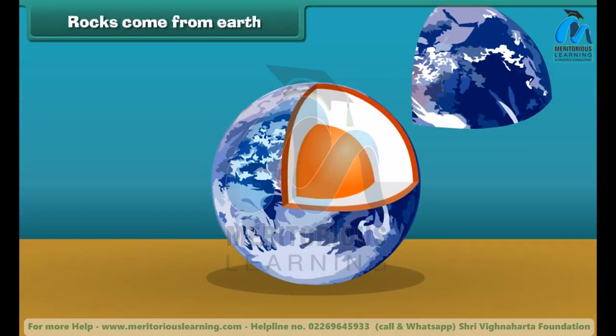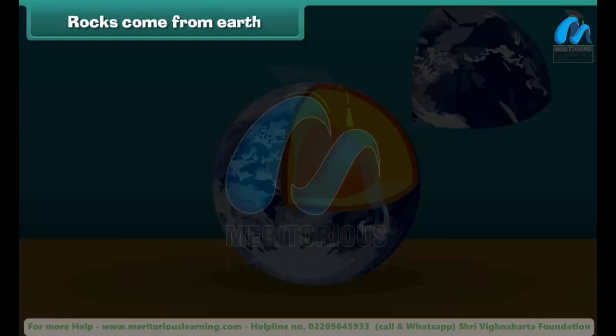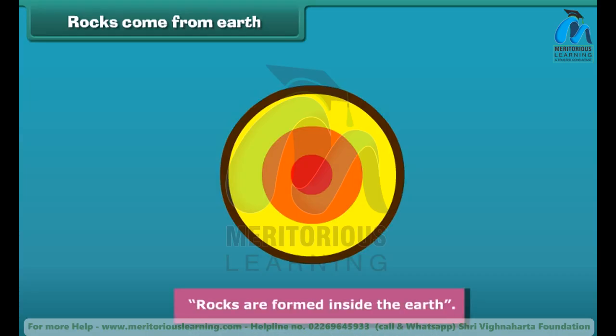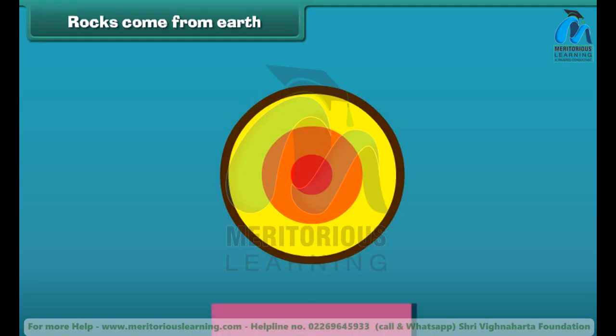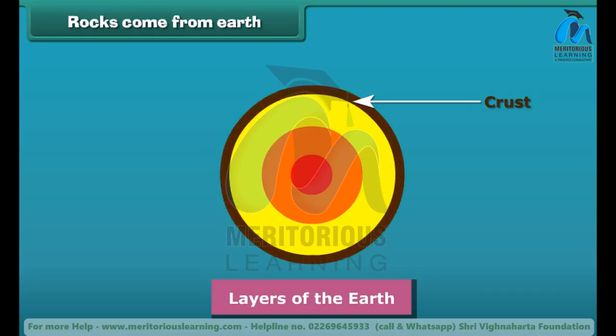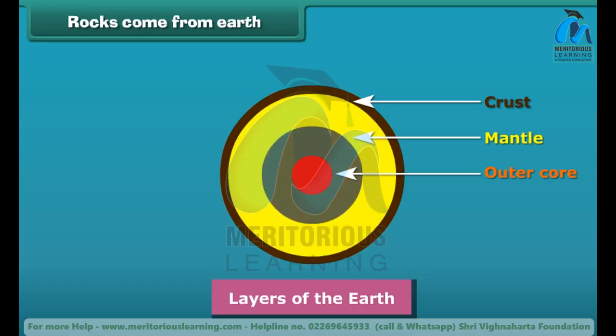All rocks come from earth, and all three layers of earth are made up of rocks. So we can say that rocks are formed inside the earth. The outermost layer of the earth is called the crust, which is formed by solid rocks and soil. The middle and innermost layers are known as the mantle and the core respectively. The mantle and outer core are very hot due to high temperature, so rocks are found there in melted form. In the inner core, rocks are solid due to high pressure.